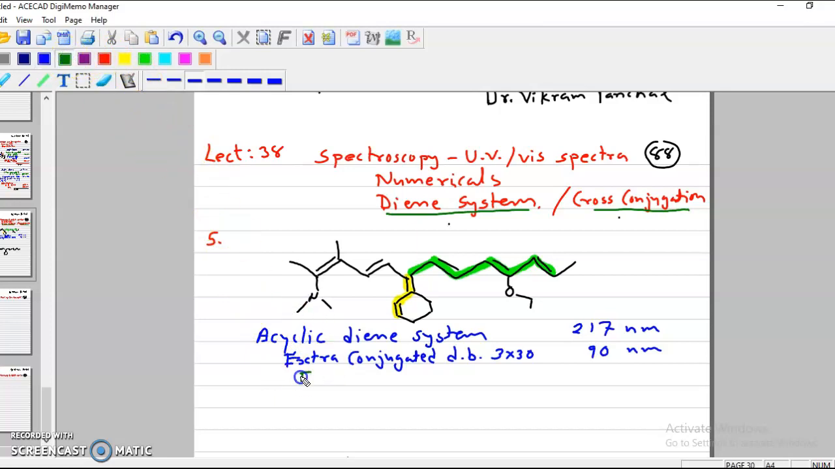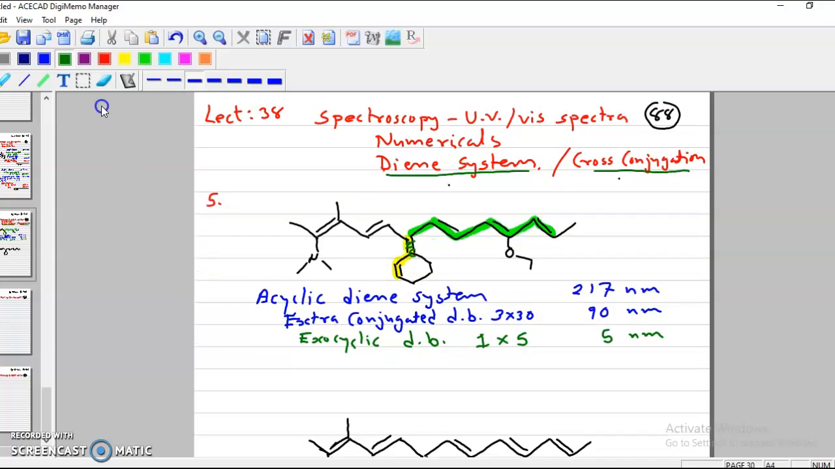If there is any exocyclic double bond, this is the ring and these are two double bonds in the system, but this double bond has both carbons in the same ring. So this is not exocyclic, it is an endocyclic double bond. But here this carbon is in the ring while this carbon is outside the ring. Therefore this will become an exocyclic double bond. There is no other ring over here. So there is one exocyclic double bond. For each one we will take 5 nanometer. So we'll have to add 5 nanometer for this one.